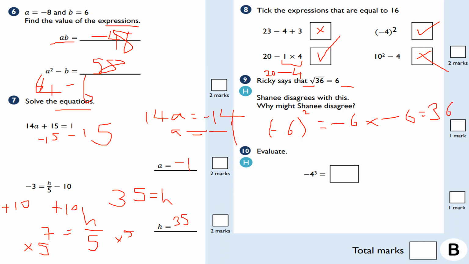Okay, question number 10. Evaluate minus 4 cubed. So negative 4 times negative 4 times negative 4 is negative 64. Okay, for that one.